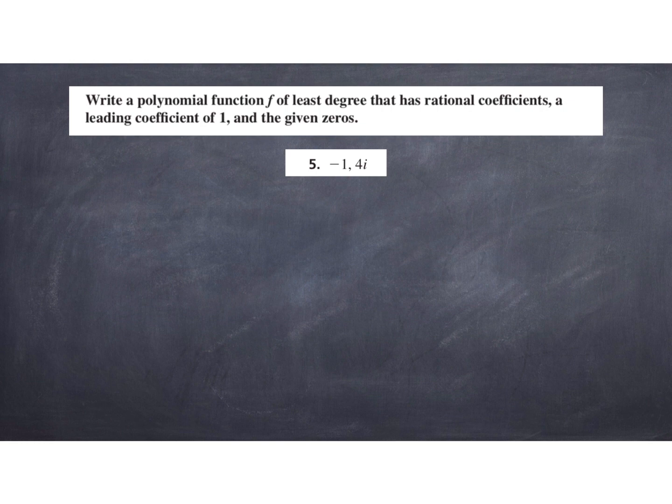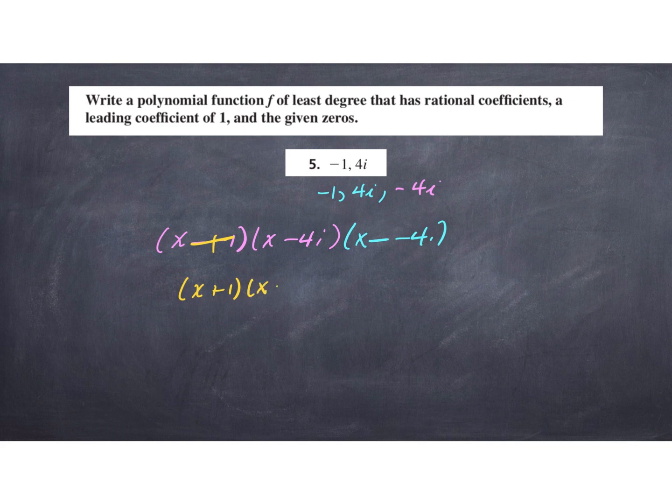Alright, so here we have negative 1. Oops, so we have negative 1, and then we have 4i, so it needs its match, right? So we have negative 1, 4i, and then negative 4i. So we've got x minus a negative 1, x minus 4i, and then we've got x minus a negative 4i. So all the double negatives go to positive. So we have x plus 1, x minus 4i, and then x plus 4i.